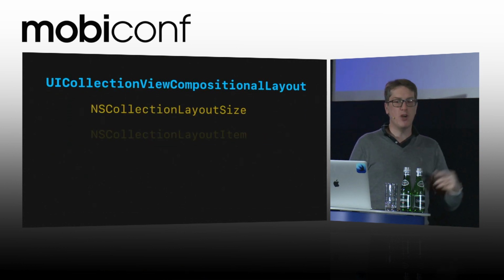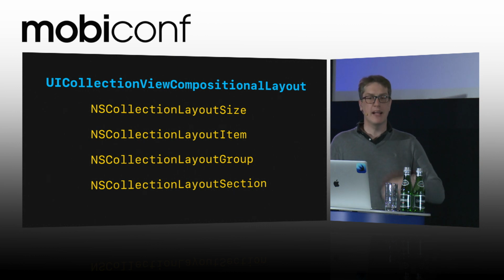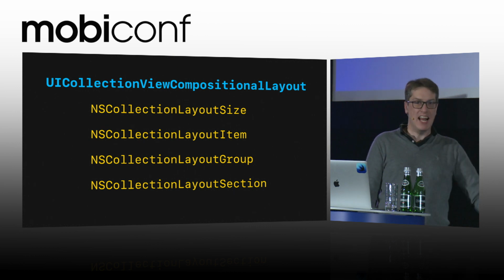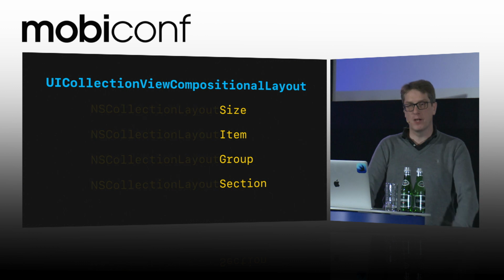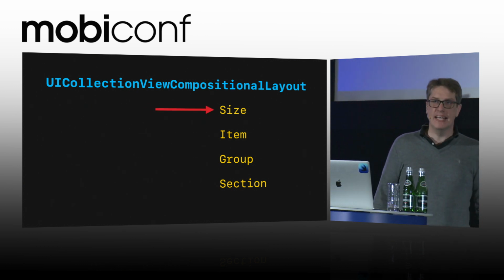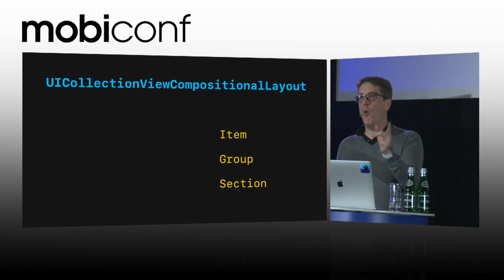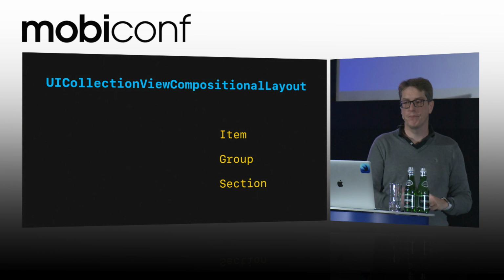And it gives us a number of new types to work with: an NS collection layout size, an item, a group, and section. And they all have NS collection layout in common, so let's remove that bit and focus on what remains. Size? Easy. How big is this thing? Fine. Item, group, and section all are more complex.